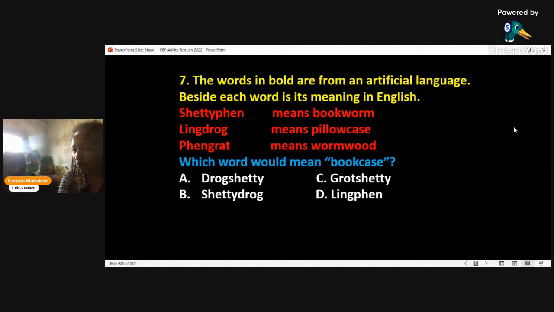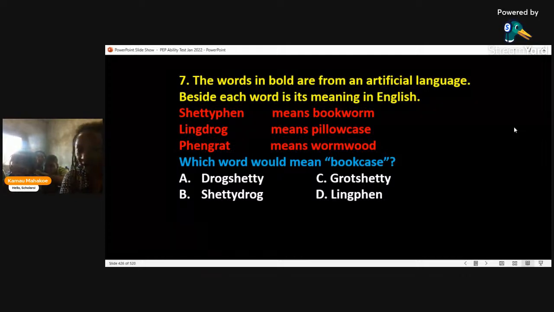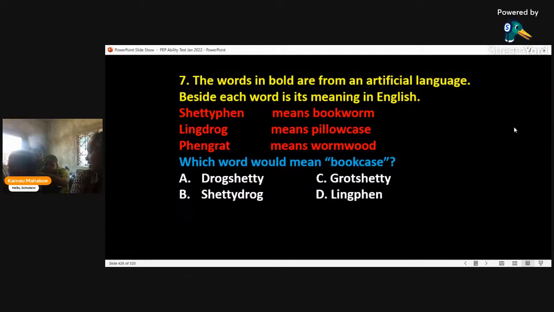Fengrat means wormwood. So which word would mean bookcase? B. Bookcase, huh? Shetty drug. Shetty drug. Everybody see that? Yes, miss. Shetty drug. So they want bookcase.